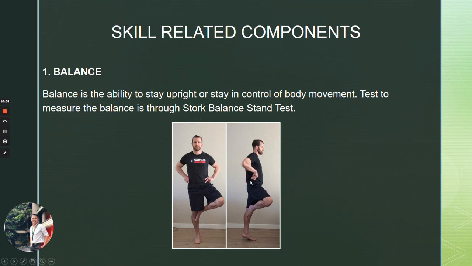Then kapag mag-start na ang time, kailangan naka-tiptoe siya. Okay? Naka-tiptoe kayo, I mean. So yun, ganun yung gagawin ninyo. So you have to record the time kung ilang seconds yung nakaganito kayo. Okay? Nakaganito.